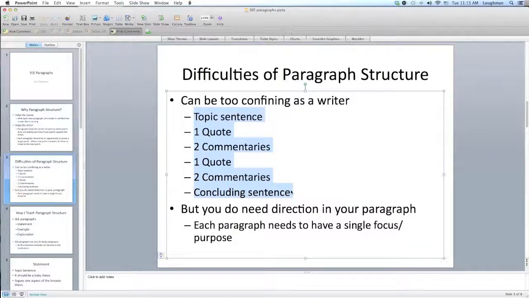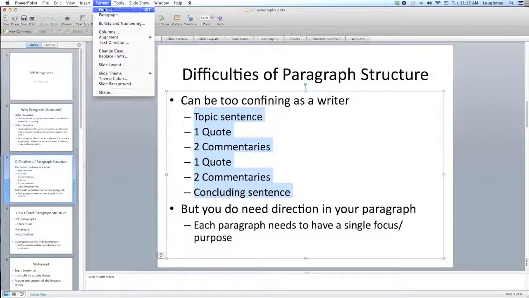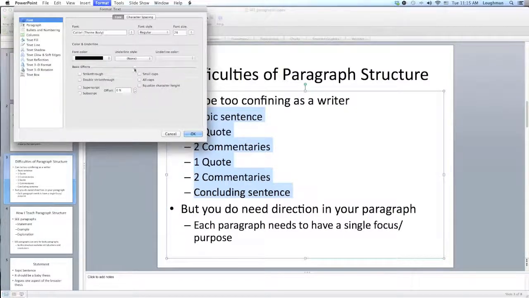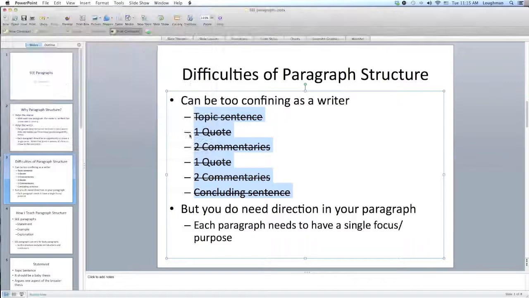And I think what I teach, the C paragraph, which is not this, all right? It's not this. I'm actually going to cross this out so you can see that. So I don't teach topic sentence, quote. I don't teach that. The C paragraph is a little bit more flexible to me. So the difficulty of paragraph structure is that it can be too confining, but you can't just ignore it, which it talks about down here. You just can't ignore paragraph structure because it'll confuse your reader.